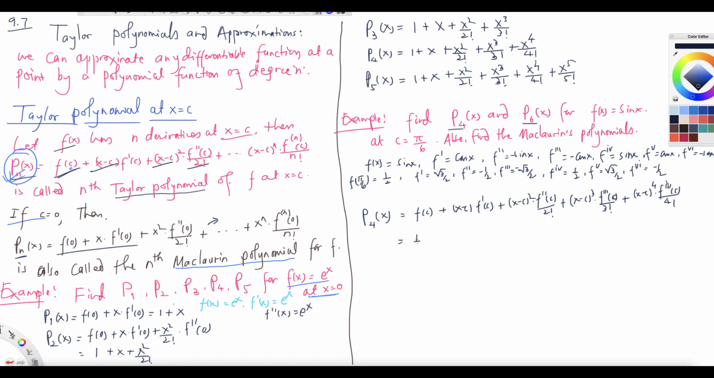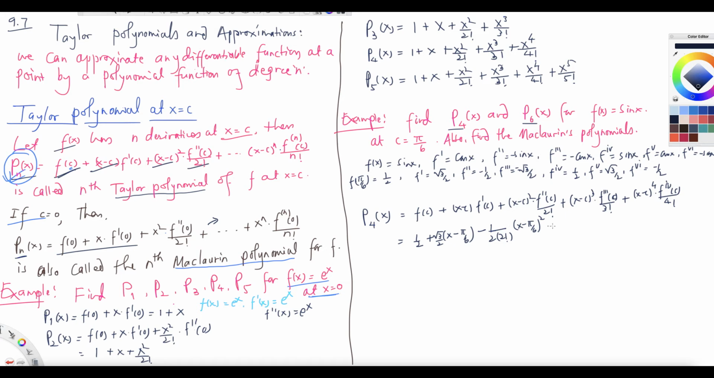You get 1/2 plus, what is x minus c? Let me write down what is f prime of c, root 3 over 2, times x minus pi over 6. That's what you get. And then plus, what is f double prime? That is negative 1/2. Let me write down the negative sign. Negative 1/2, and then there is 2 factorial, right? So basically 1 over 2 times 2 factorial at the bottom, times (x minus pi over 6) squared. That is the second one.